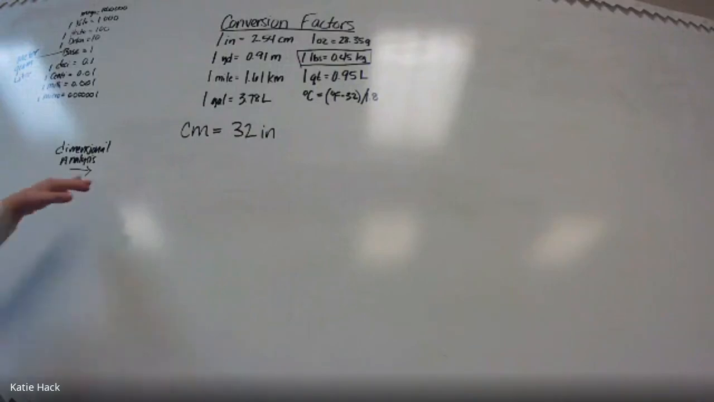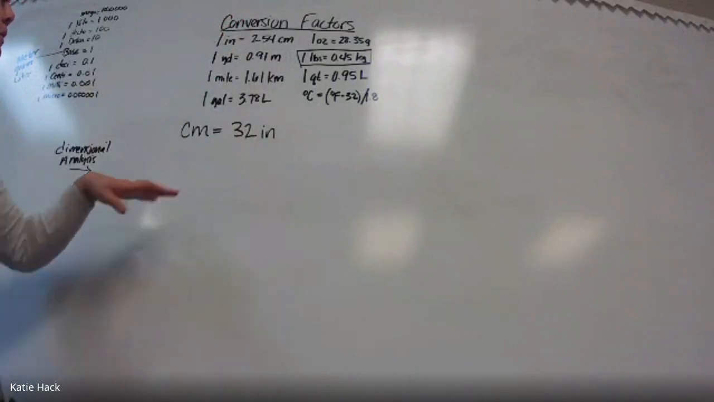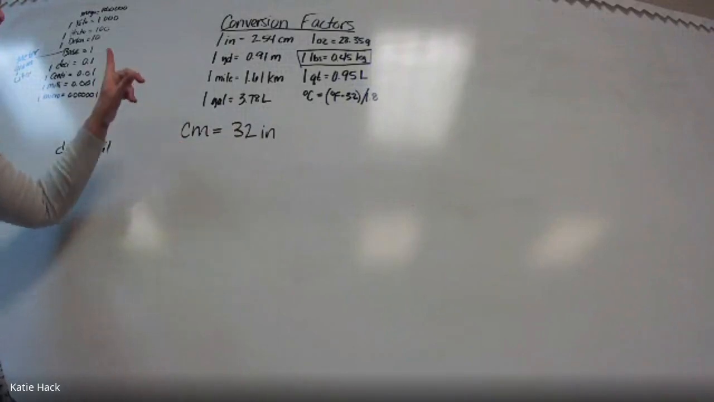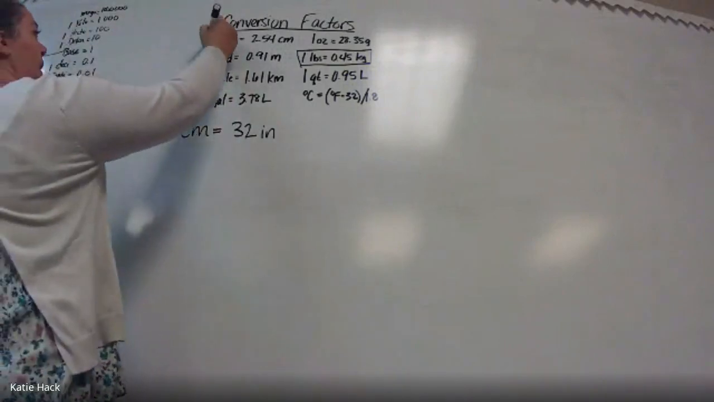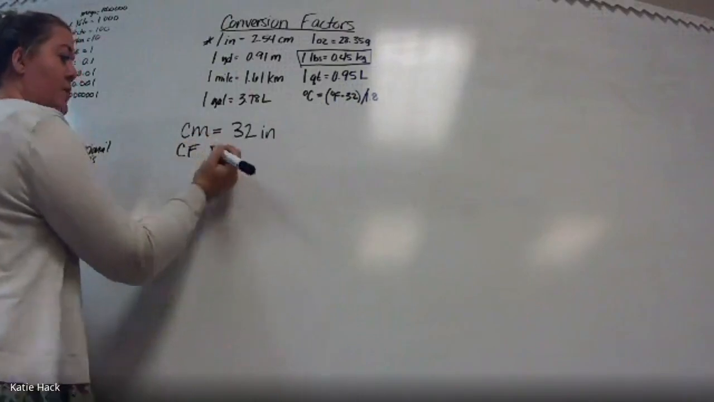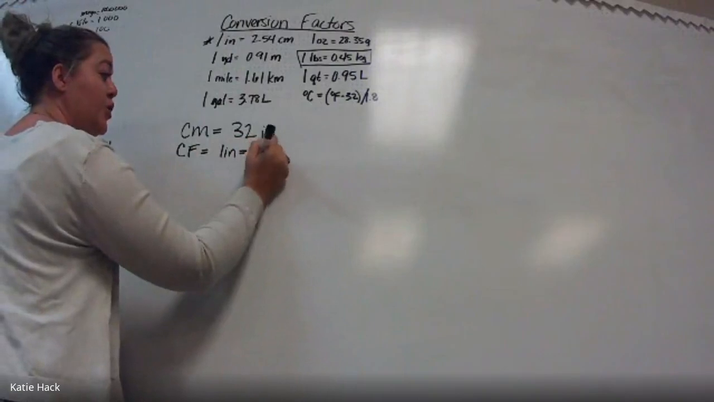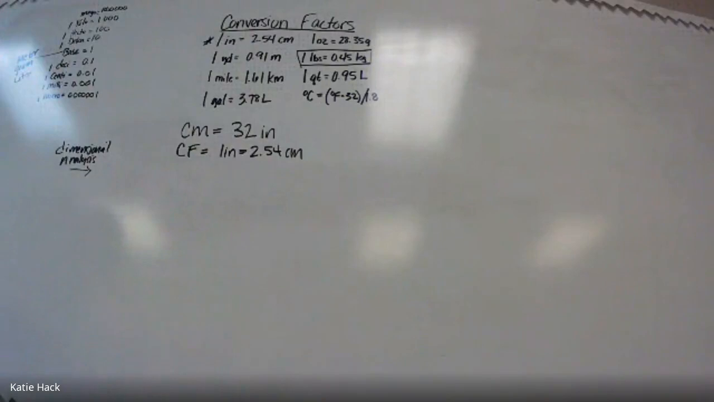Empirical system? Anyway. Okay, so what we're going to do is we're going to look for a conversion factor. In this case, we're looking for inch and centimeter. So do you see any up here that deal with inches and centimeters? I see the first one. The very first one, you are right. So our conversion factor is the first thing I'm going to write down. So I'm going to put CF equals 1 inch equals 2.54 centimeters.